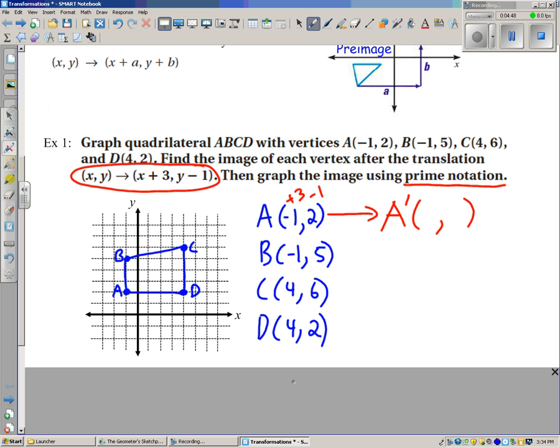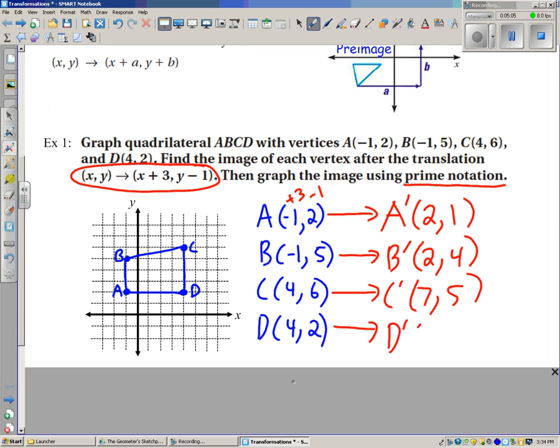So we're going to get (2, 1) for A prime. For B prime, again, add 3, subtract 1. You get (2, 4). C prime, add 3, subtract 1. D prime, add 3, subtract 1. And we have all the coordinates.